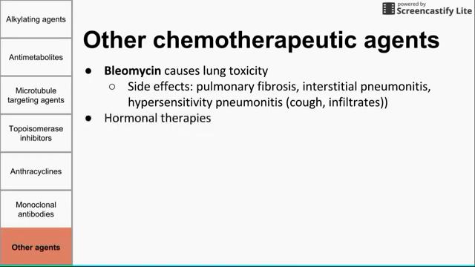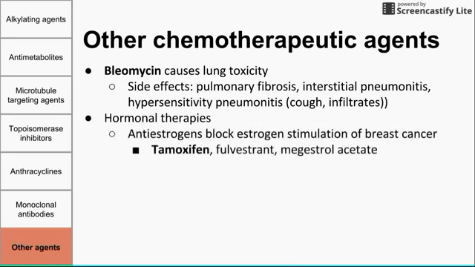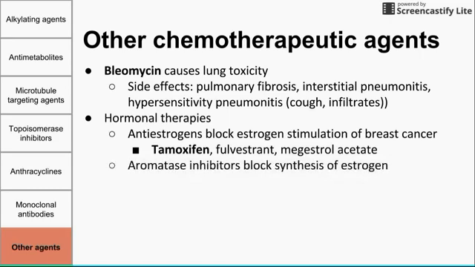And there are a couple other hormonal therapies that are worth knowing. Some of these are for breast cancer, specifically the anti-estrogens, such as tamoxifen, and the aromatase inhibitors. Aromatase, I don't think I have any examples here, but they block the synthesis of estrogen. Actually, there are a couple of examples ending in ozol. So the one that's important to know is the anti-estrogen tamoxifen.